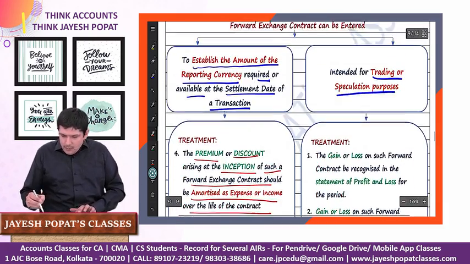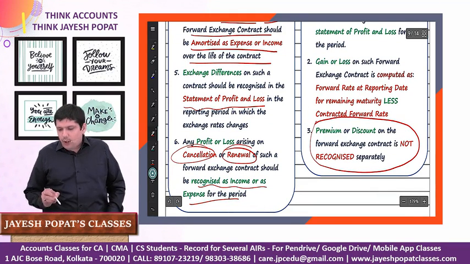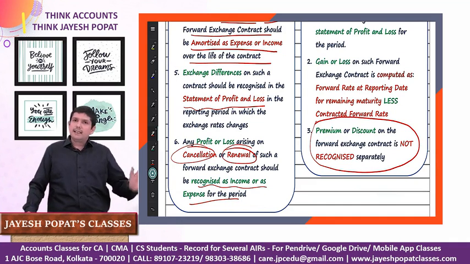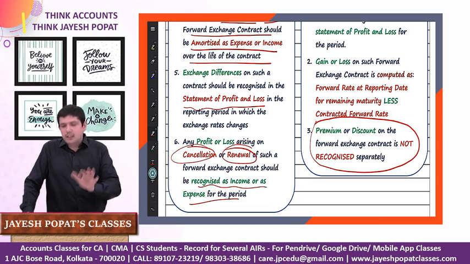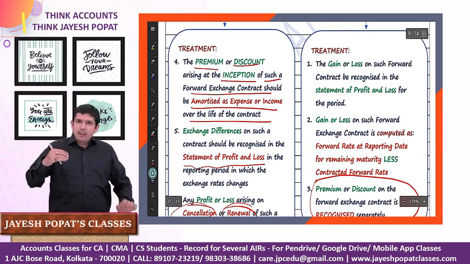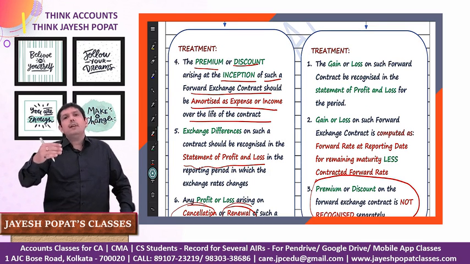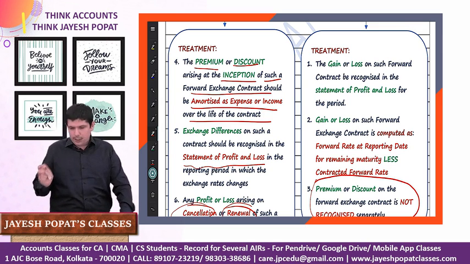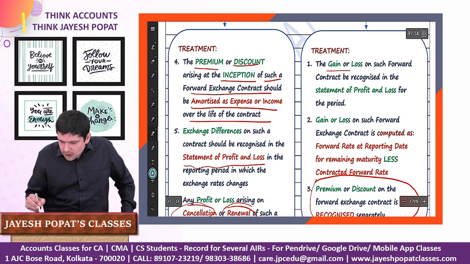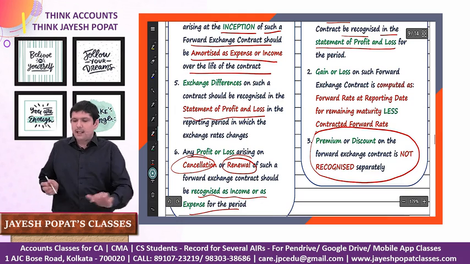But in case I am doing it for speculation, please remember that premium or discount on the forward exchange contract is not recognized separately. I just have to do a mark to market for these contracts when I have taken them for speculation. I will look at the rate at which I entered the contract, and the rate at different points of time, at the balance sheet date and at the time of settlement, and only the difference, profit or loss, will be recorded. The gain or loss on such a forward exchange contract is recognized in the statement of profit and loss. If you make a gain, it will go to P&L. If you make a loss, it will go to P&L.